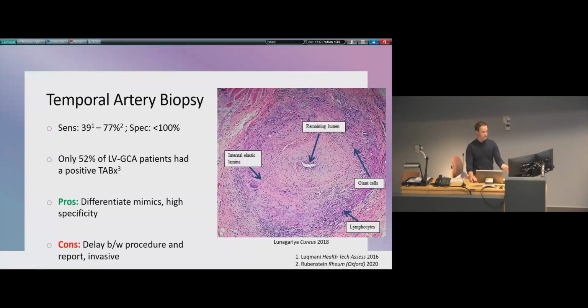It has high specificity. Cons, often there can be a delay with the procedure. I've worked a lot with the vascular surgeons at VGH. They're really good about seeing folks right away, but even just getting the report back can sometimes be a delay.